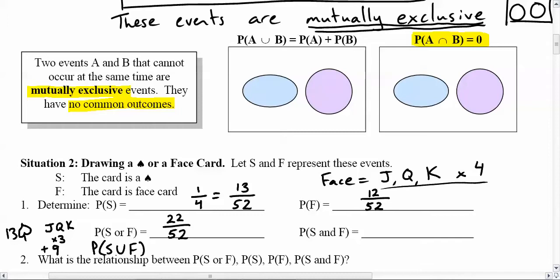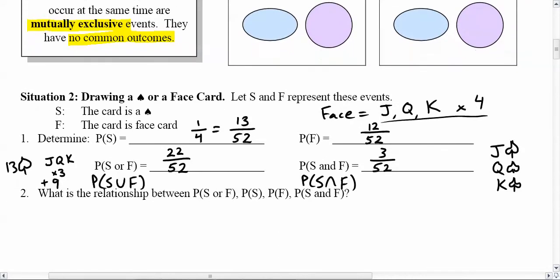So it's not like the example above. We can't just add 13 plus 12 and get 25, because there's some cards that they have in common. This time the intersection is not 0. So P of S and F means we're counting all the cards that are both a face card and a spade, like the Jack of Spades, the Queen of Spades, and the King of Spades. All these cards are both spades and face cards. So there's a 3 out of 52 chance that we get S intersect F.